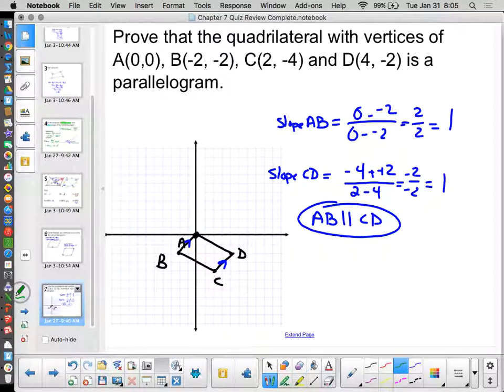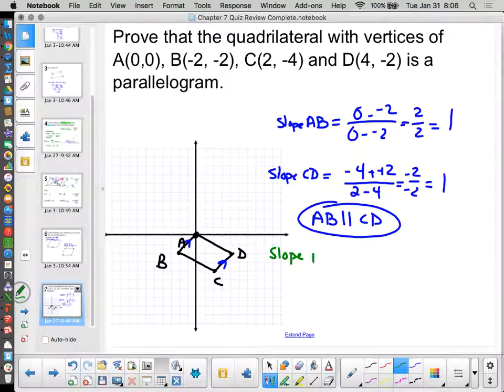Now I go BC. Now, at this point, I could stop. I could say, wait a minute, maybe I'll do distance formula on those two sides too. They seem like they're pretty easy. I could do that, show one pair of sides parallel and congruent, or I could go on and show all four sides parallel. It's really your choice. But what I don't want to see is people finding the slope and then saying AB is congruent to CD. Slope does not prove congruence. It proves parallel.